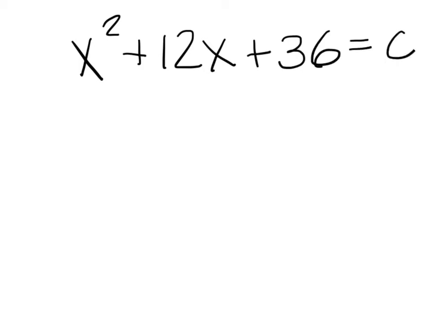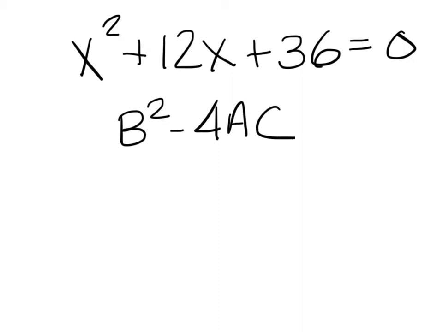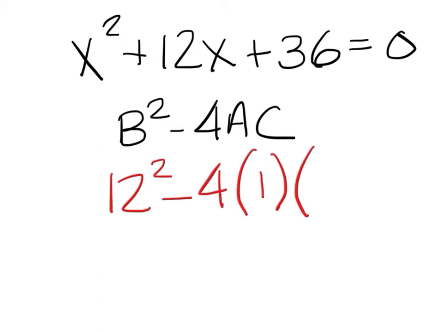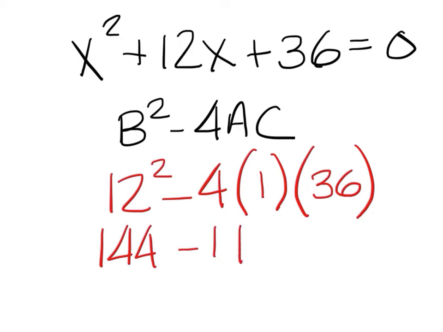Watch this. This is x squared plus 12x plus 36. And this is the discriminant. What is b in my equation? So 12 squared minus 4 times, what's a? And c? 36. So simplify this. That's 144 minus 144, which is 0. How many solutions do I have? Just 1 solution.